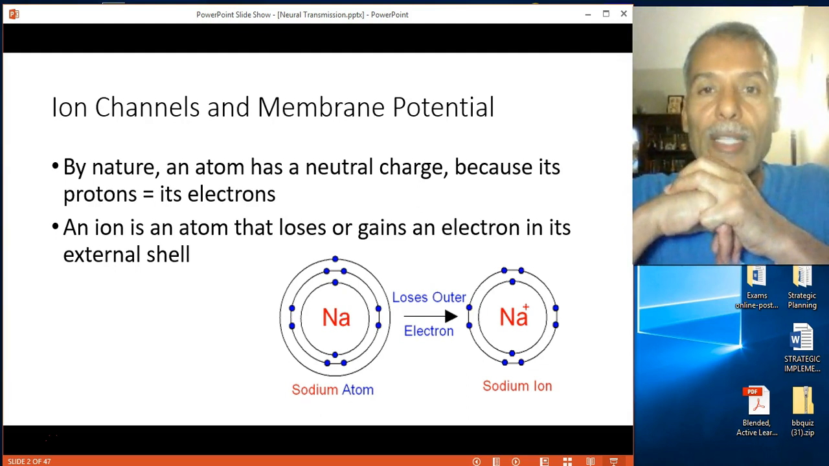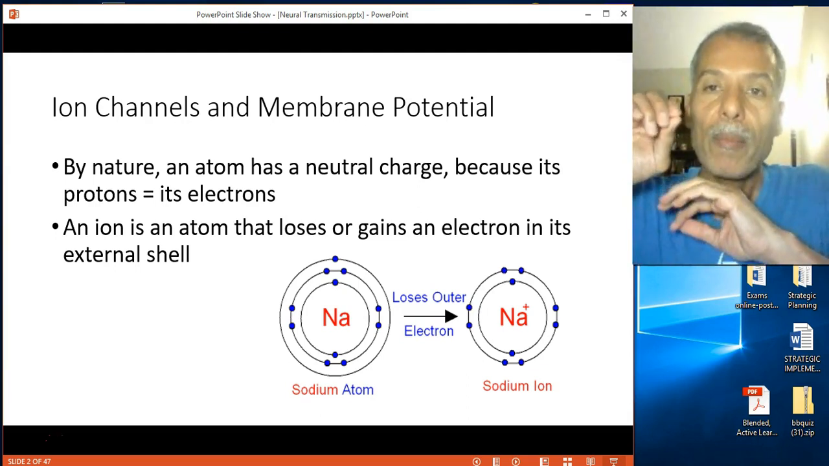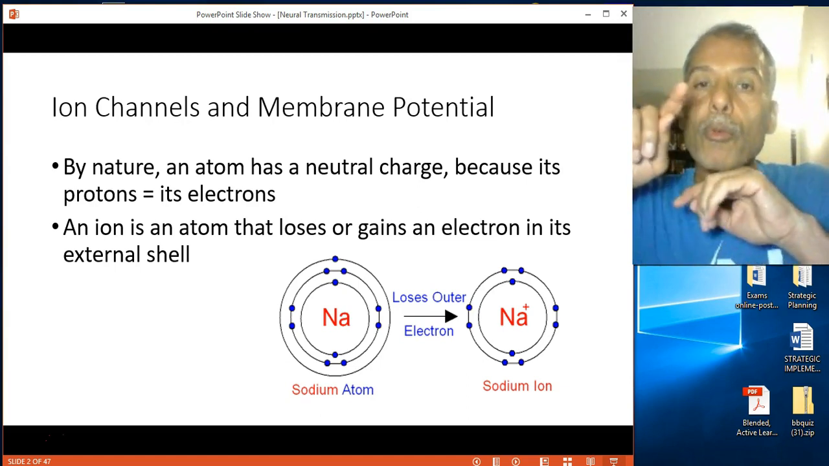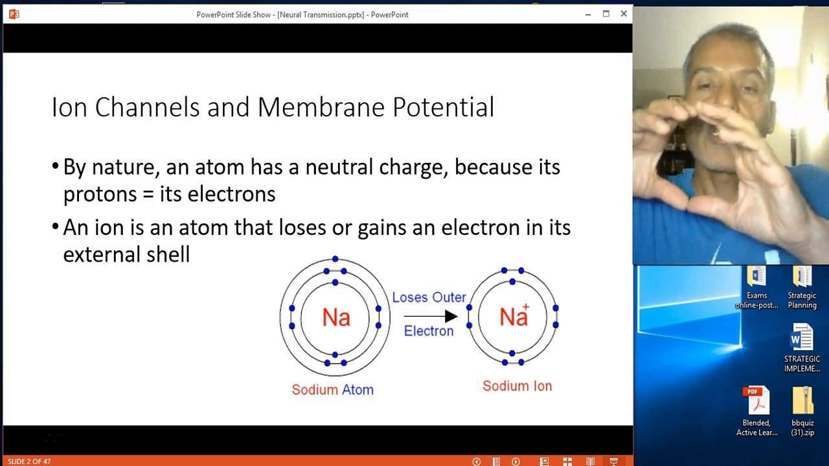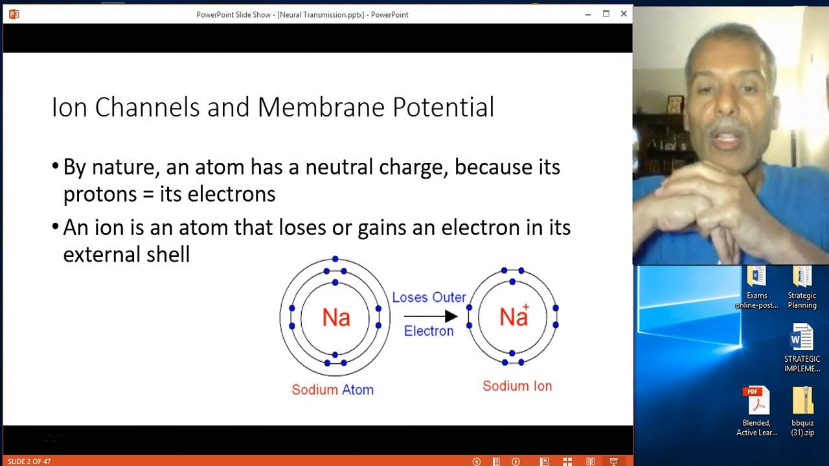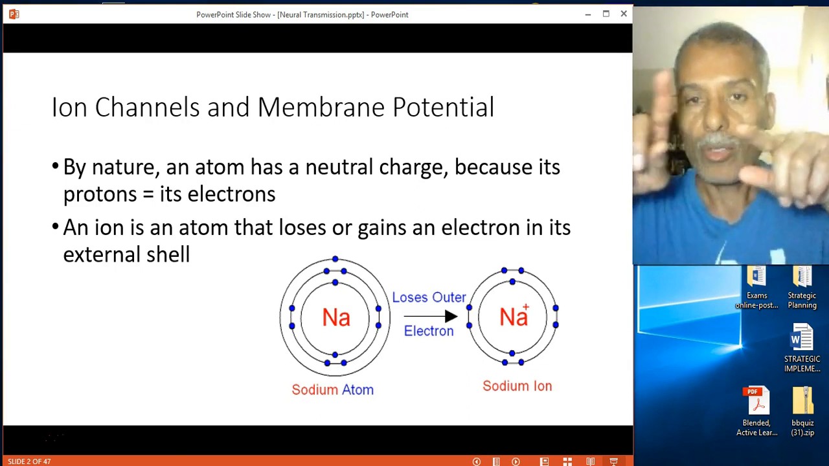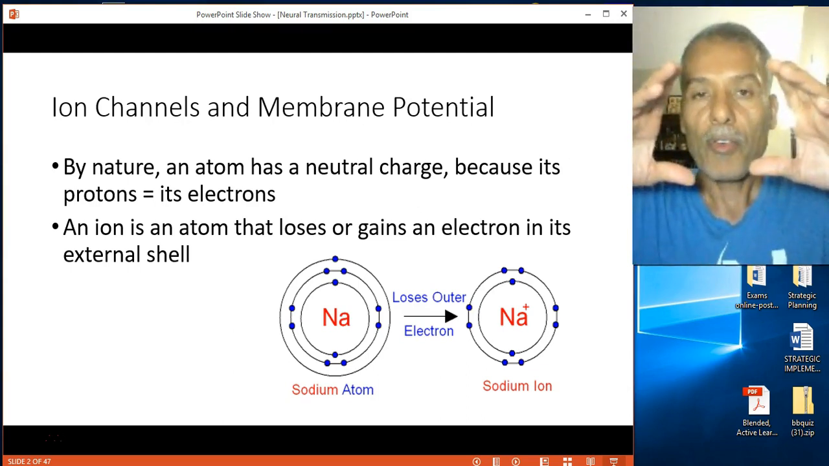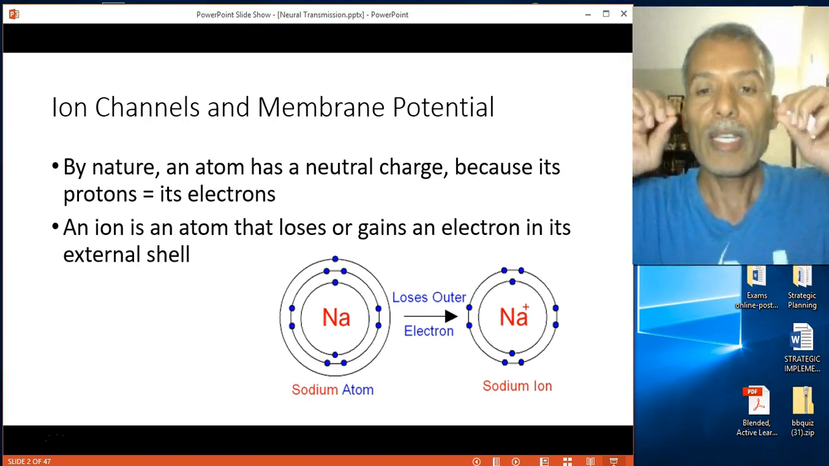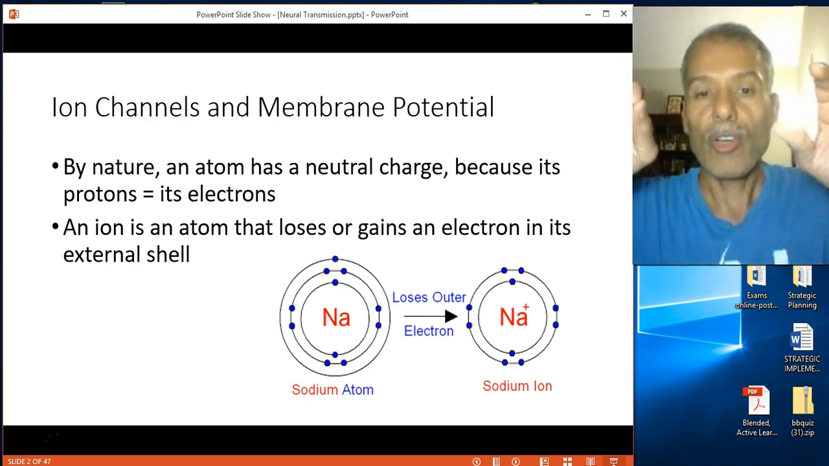However, in some cases, some atoms lose an electron from the outside, the external shell. Only the electrons on the external shell, on the outer shell, make a difference. So some atoms, just by nature, can lose an electron.